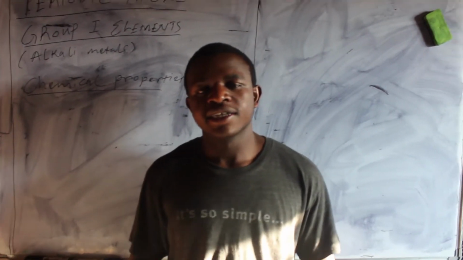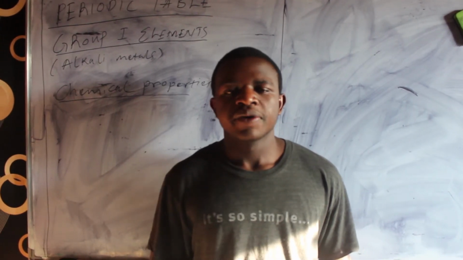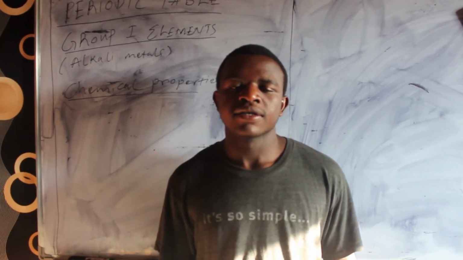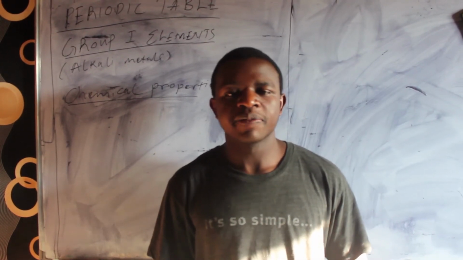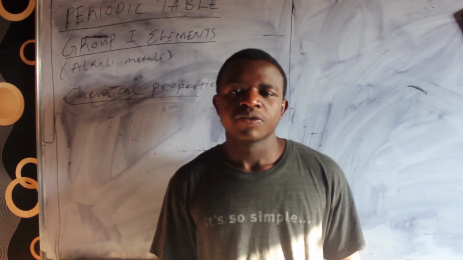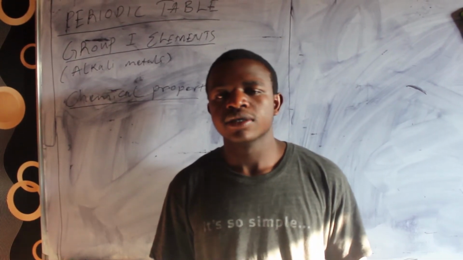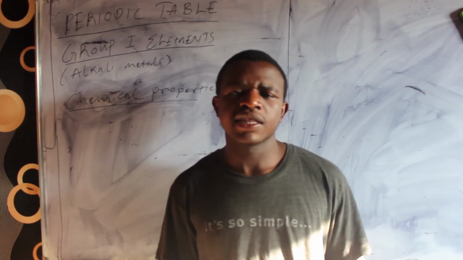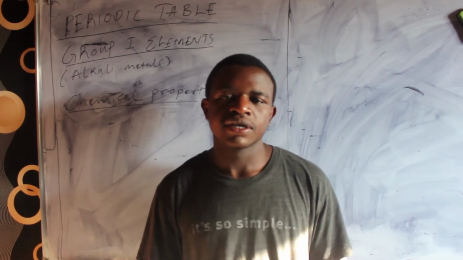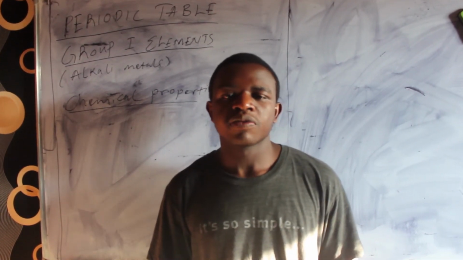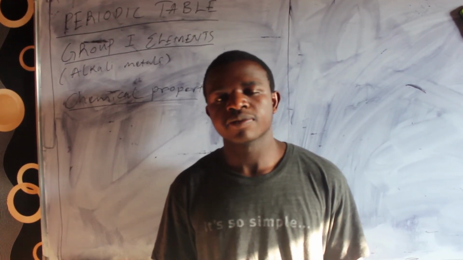So yesterday we studied the topic, the periodic table in chemistry, and we talked about the things that form the periodic table. We said the periodic table is made up of the groups and the periods. We also looked at the physical properties of group 1 elements. We also said that group 1 elements are referred to as the alkali metals. So today we're going to proceed. We're going to look at the chemical properties of group 1 elements.